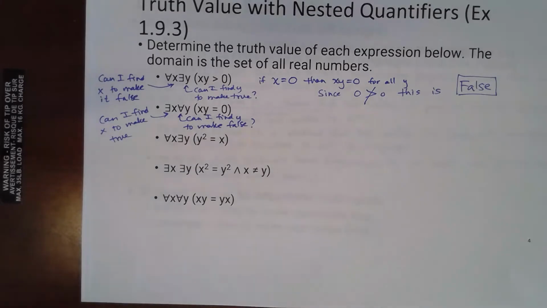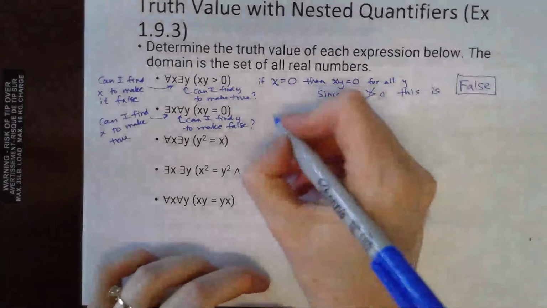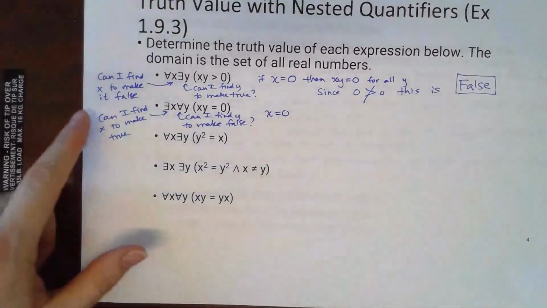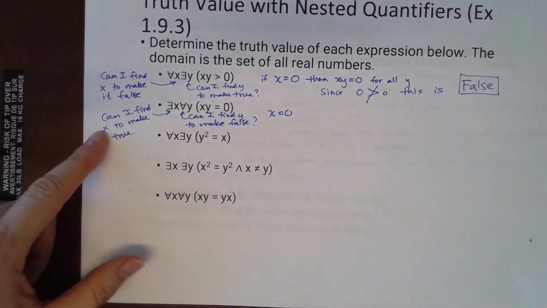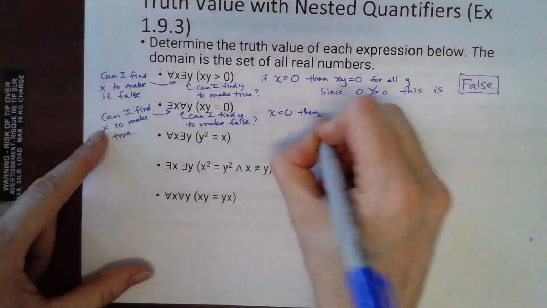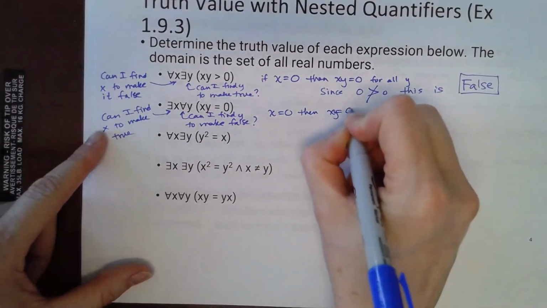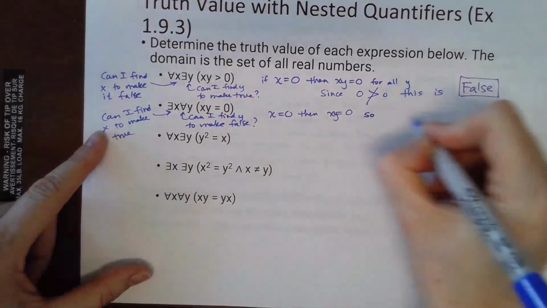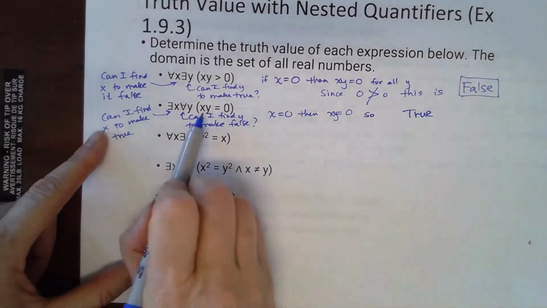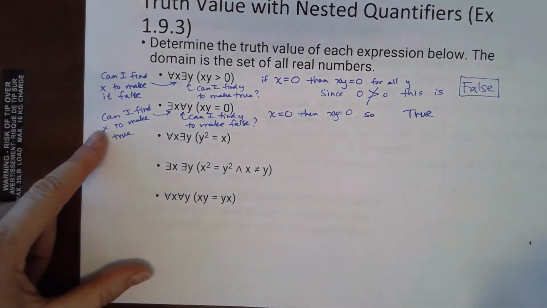Yep, Matthew. X equals 0. X equals 0 again. X seems to be the winner. So once again, if I find X equals 0, I don't care what Y is. X times Y has to be 0, so I guarantee this is always true. So that statement, X times Y equals 0, has to be true.